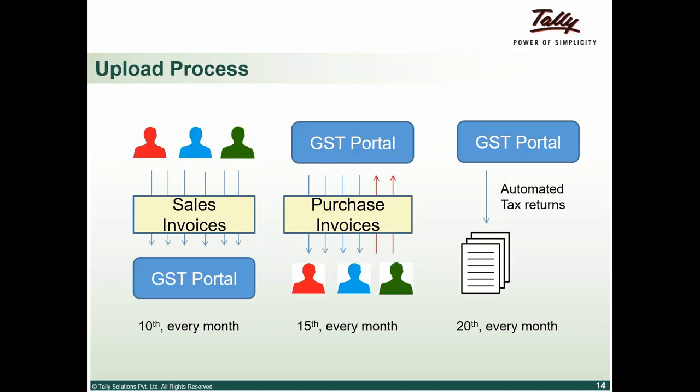By 20th of every month, based on this information, the GSTR3, which is the monthly return, will be generated automatically. It will say, okay, this is the total turnover and this is the total tax liability, and the challan also will be made available by the portal. All we need to do is download the challan and go and make the payment. So this needs to happen by 20th of every month.